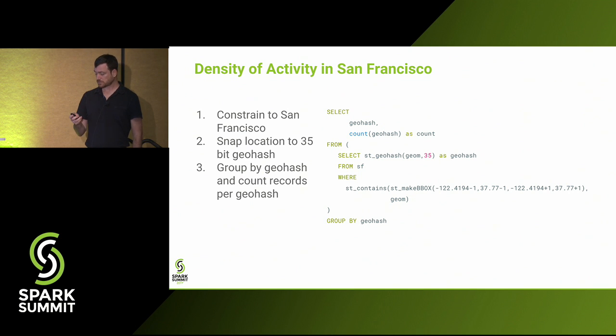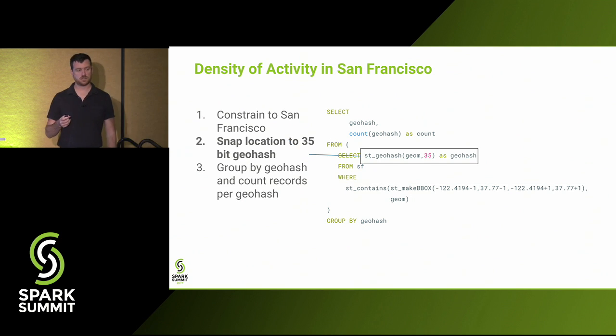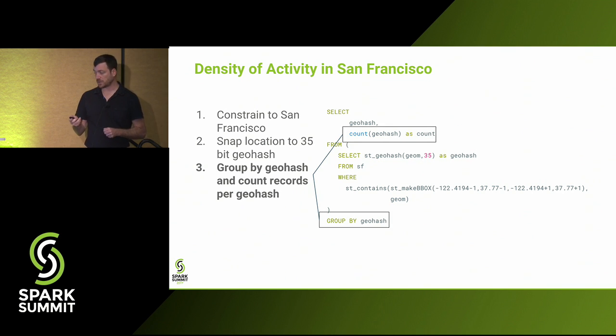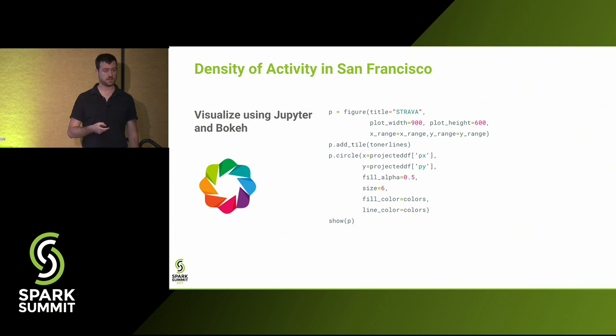So this is our SQL, and we're going to dissect this. First, we're constraining to San Francisco with a topological predicate. The ST contains rule will be triggered in the processing here. Next, we snap the location to a 35-bit geohash. This is our discretizing of the space that we care about here. This is the grid that we're going to use to do analysis. We group by those geohashes and count the number of records that fall into each geohash. The result is a table with geohash and counts per geohash. At that point, we can drop down into pandas.